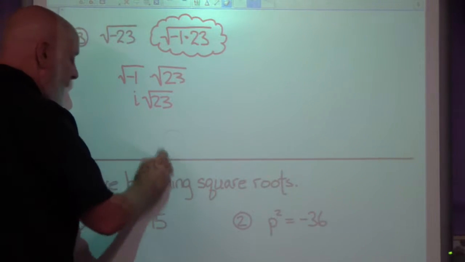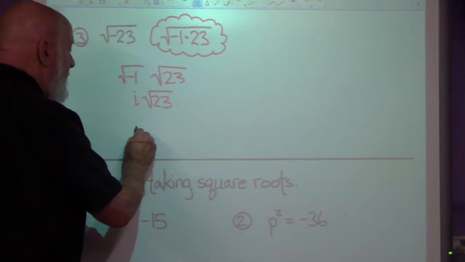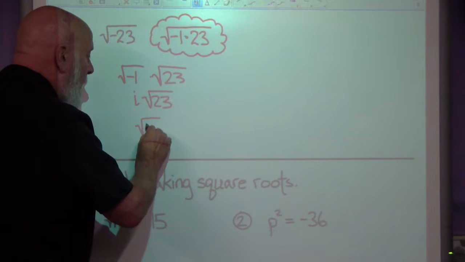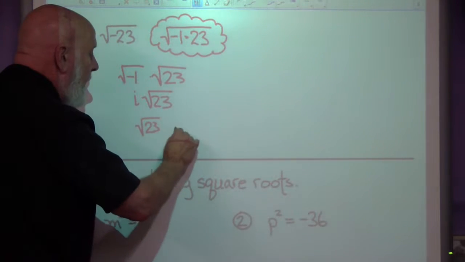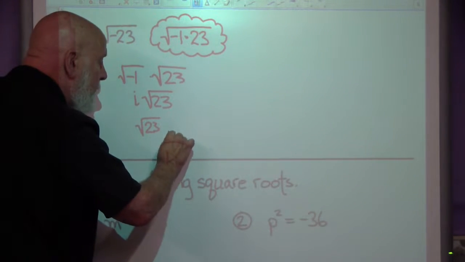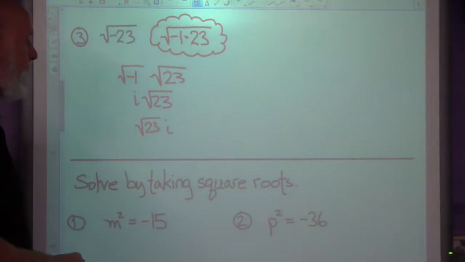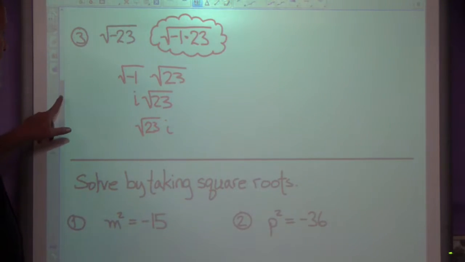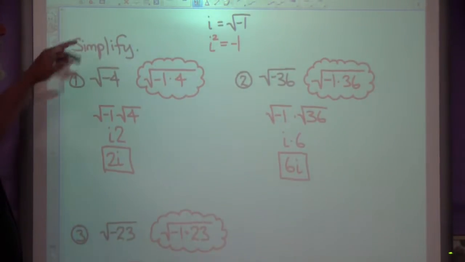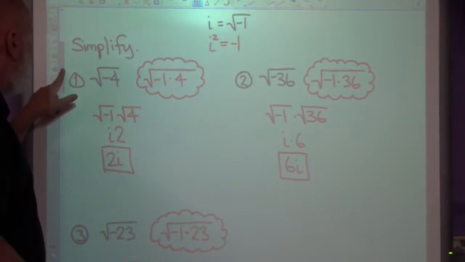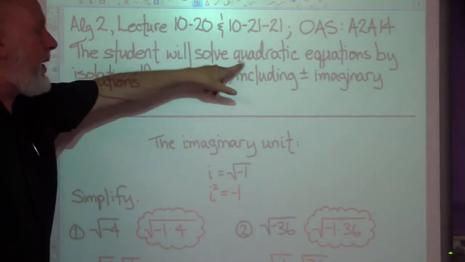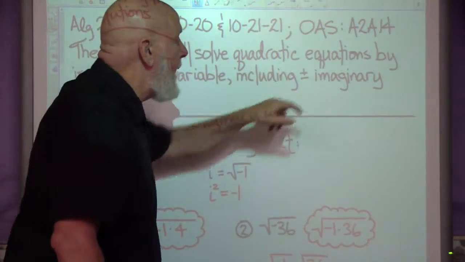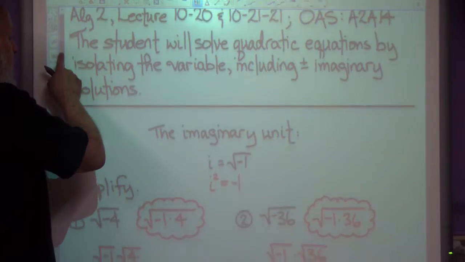It's not. Whoops. If you're going to put your i on the right side of the radical, make sure that it's not under the radical. Okay? I prefer writing it like this. So there we go. That's the type of thinking we're going to be using to solve quadratic equations, including imaginary solutions.